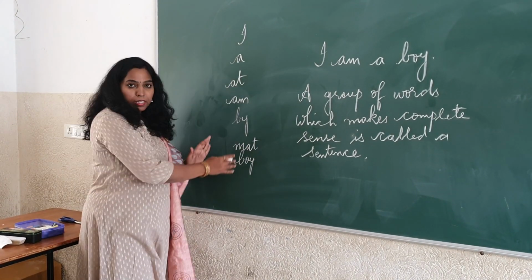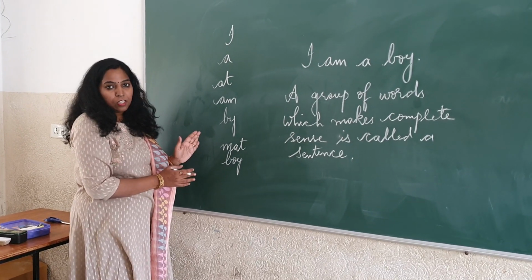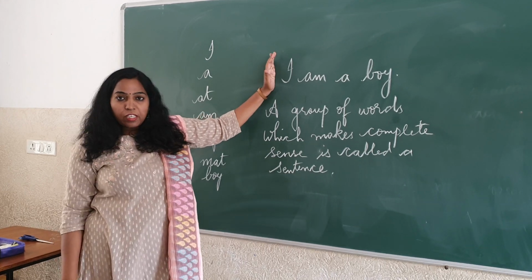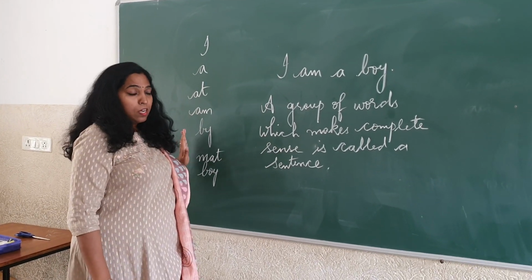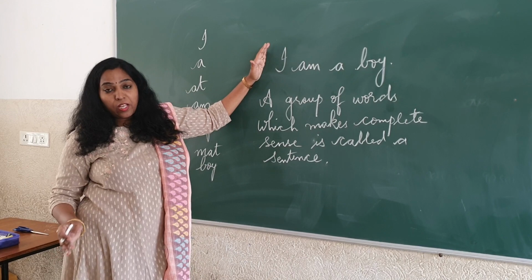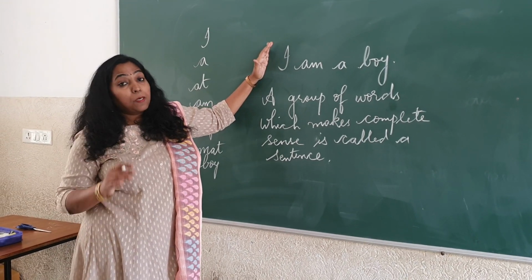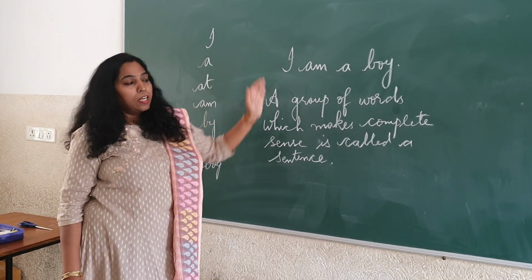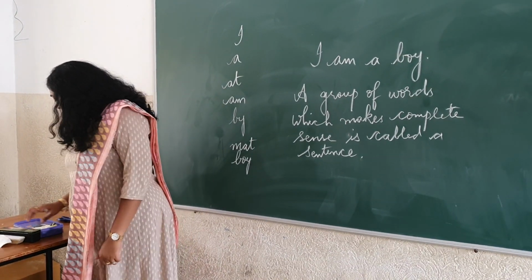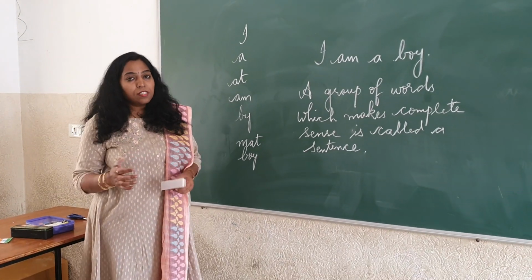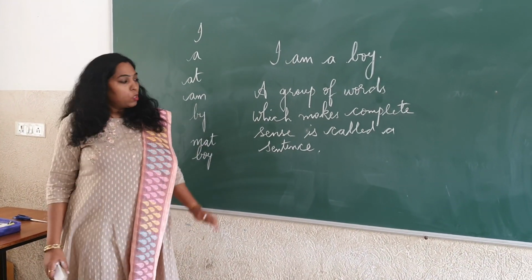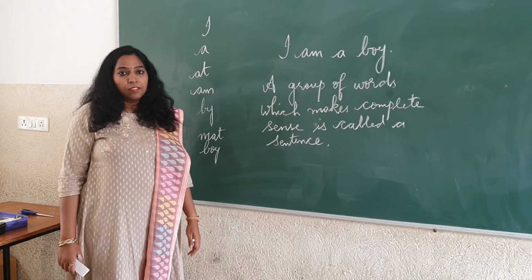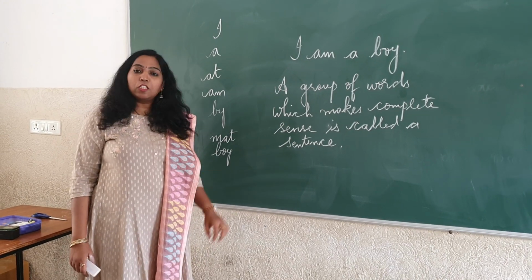So we have a group of words here, but it does not make any sense, so it doesn't come under a sentence. We have a group of words here that we framed out of these words, but we framed it meaningfully so that it makes sense. Not only sense, but complete sense. And so we call this group of words a sentence. Yes? So today we are going to learn about what is a sentence. So what is a sentence? A group of words which makes complete sense is called a sentence. Agree with me? So much is clear to all of you?